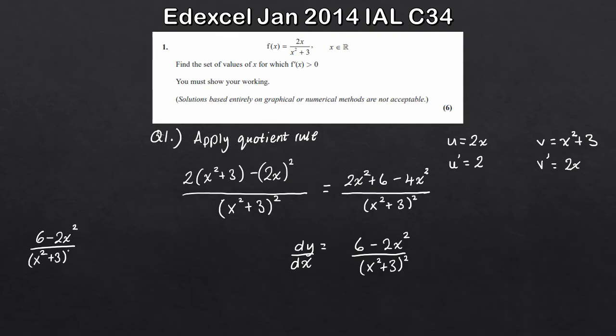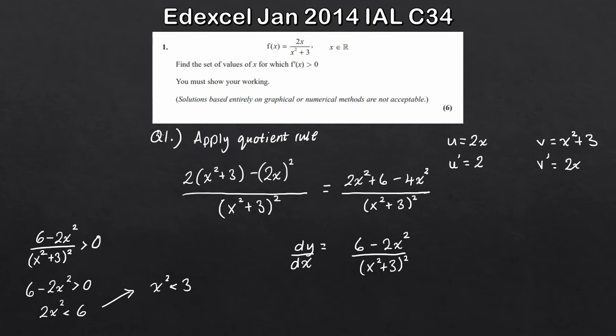So x squared plus 3 all squared is greater than 0. This is nice and easy now. If I just multiply through by this denominator, all I get is 6 minus 2x squared. Obviously anything times 0 is just 0. So what we're saying then is 6 minus 2x squared has to be greater than 0. Well, solving this, I could write this as 2x squared is less than 6, in which case, dividing through by 2, x squared is less than 3.